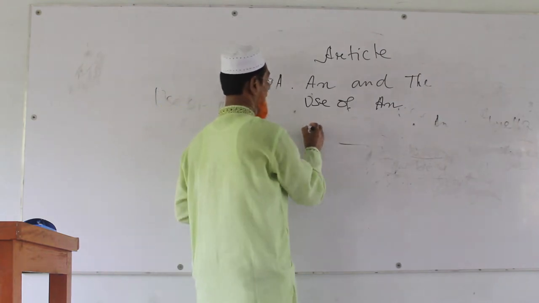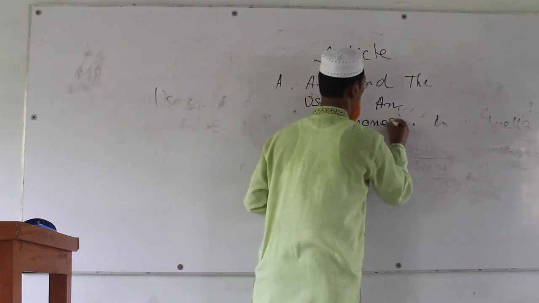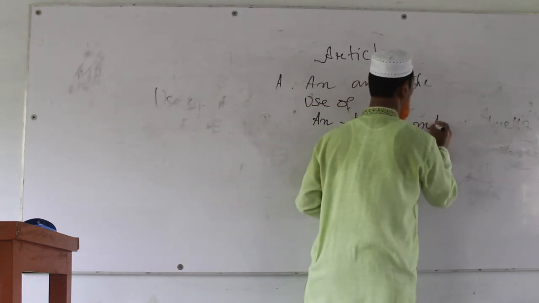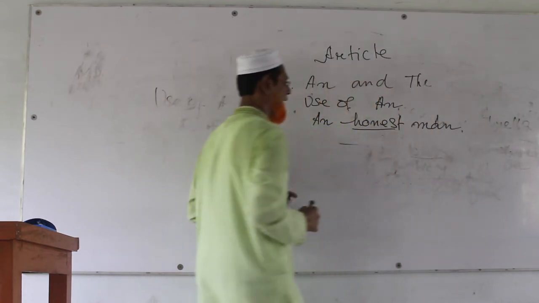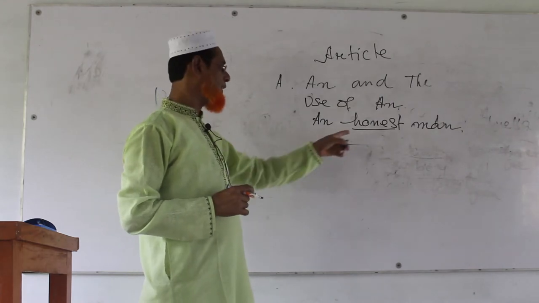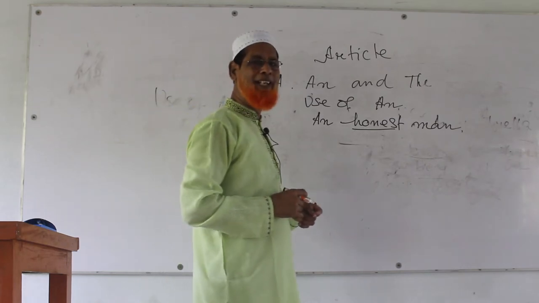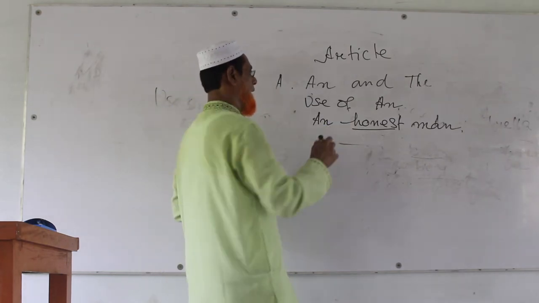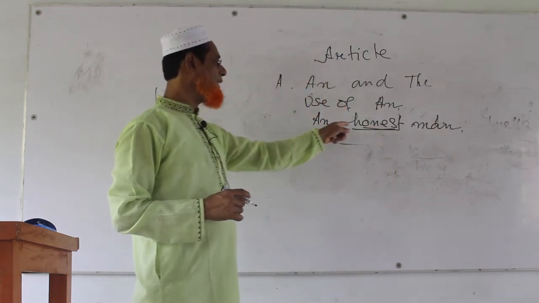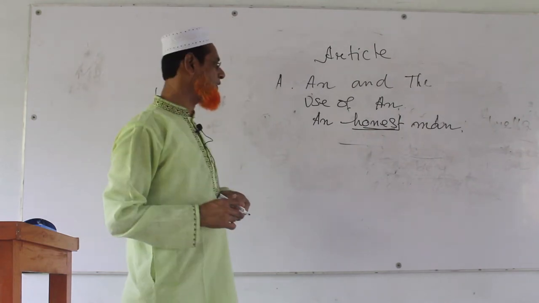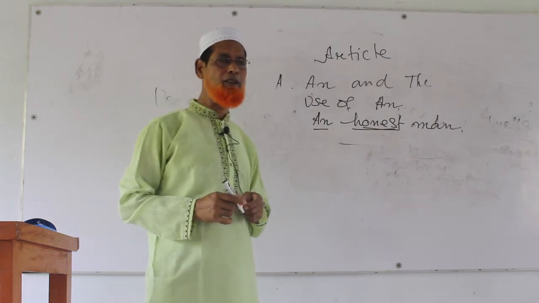Like, an honest man. Here the word honest starts with H but its pronunciation is omitted, so we can use an before it. Understand?